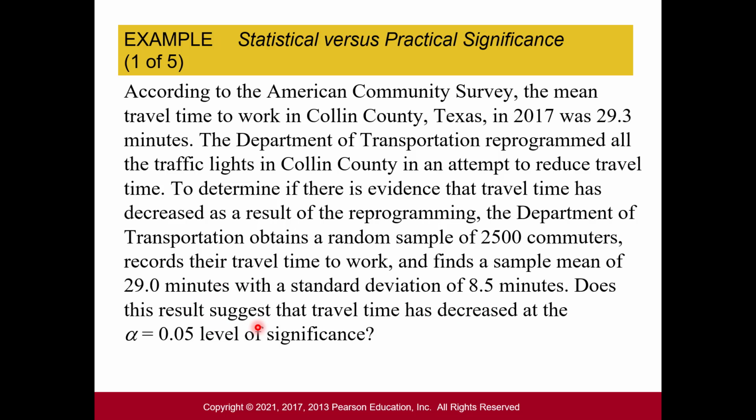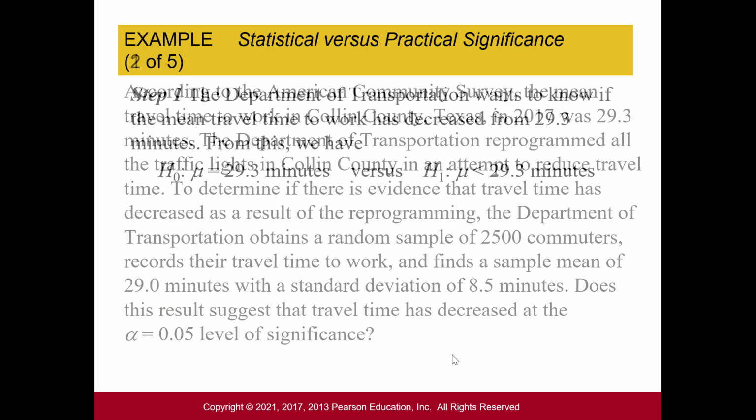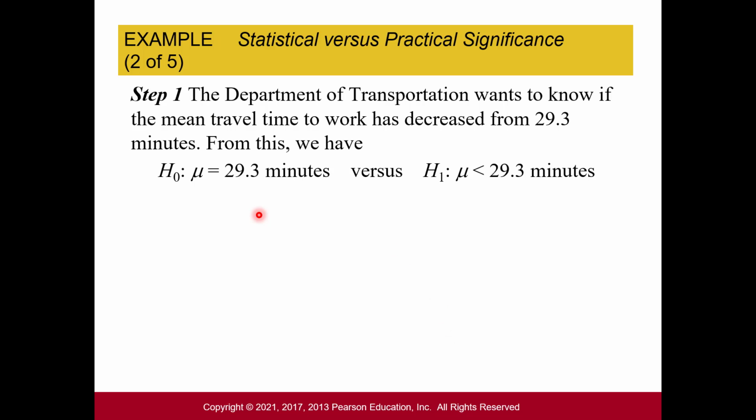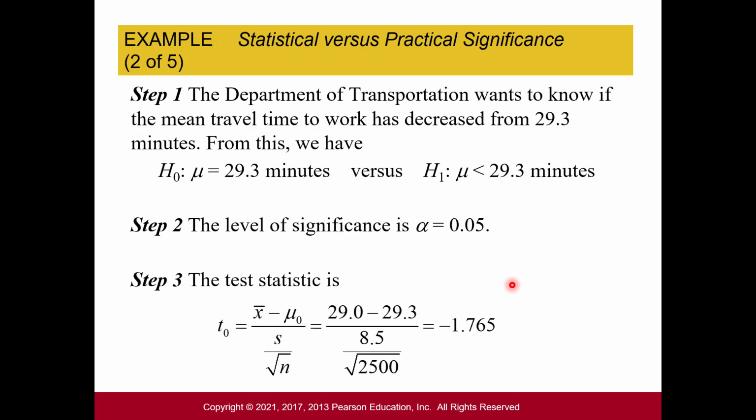Does this result suggest that travel time has decreased at the 0.05 level of significance? And so our null hypothesis would be that mu is the 29.3 minutes versus the alternative that the average travel time to work is actually less than that. And our level of significance was 0.05. Okay, calculating our T0 value, plugging in our values, we get negative 1.765.